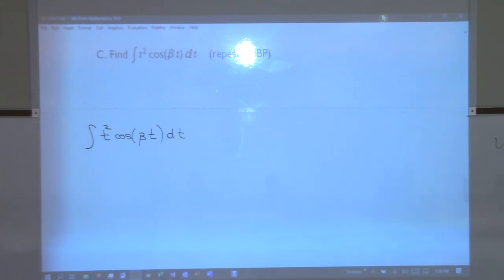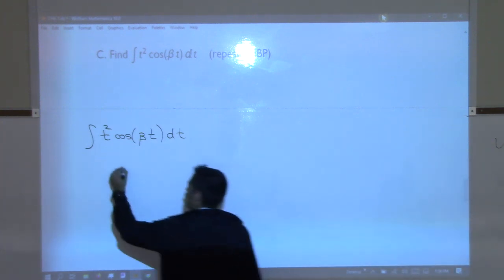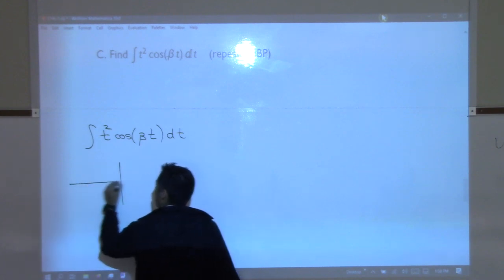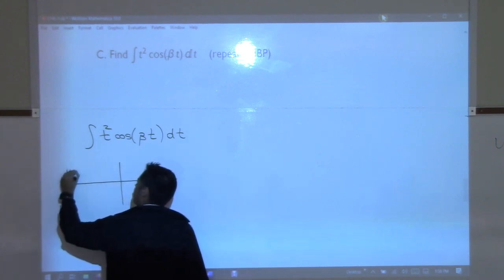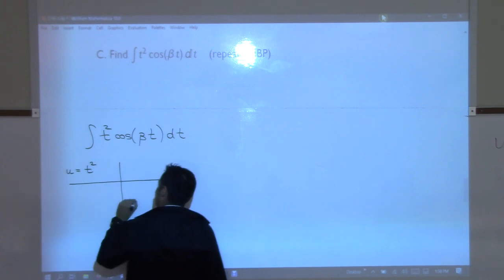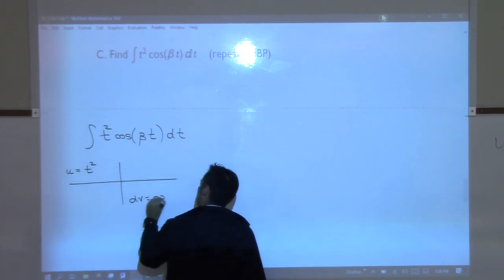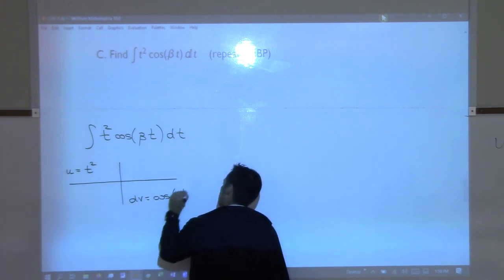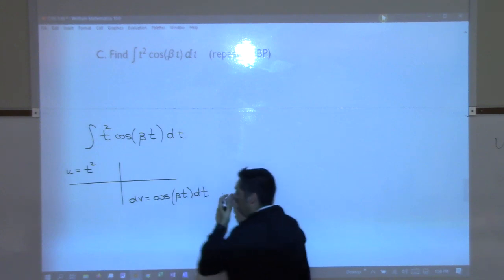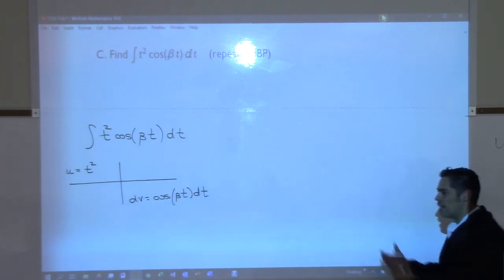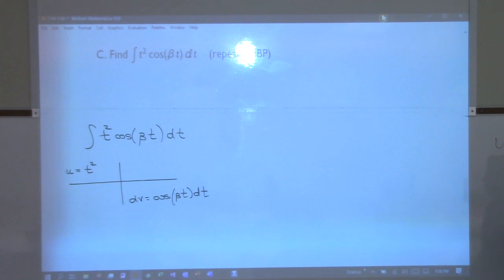I would pick u as t squared and then dv as cosine of beta. So u equals t squared, and dv you want to be everything else, so cosine of beta t dt, right? Now, do you have any ideas as to why you think that's going to work? No, I think it'll just turn out cleaner.